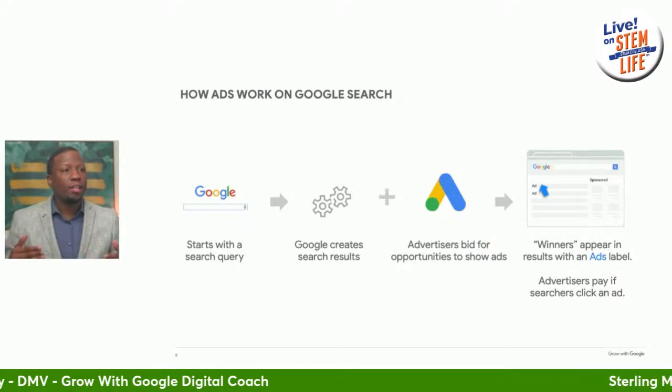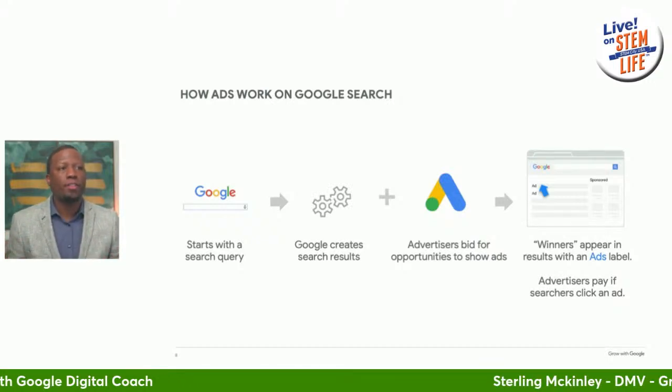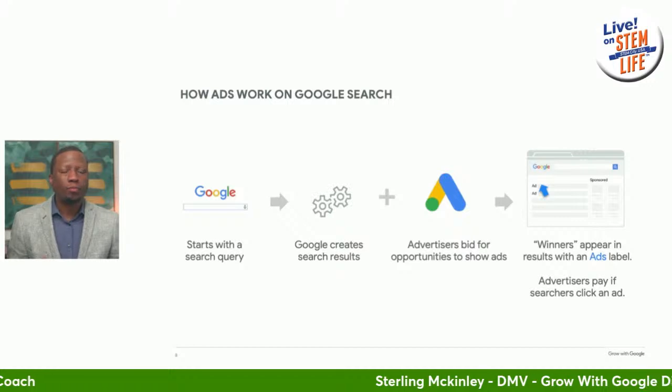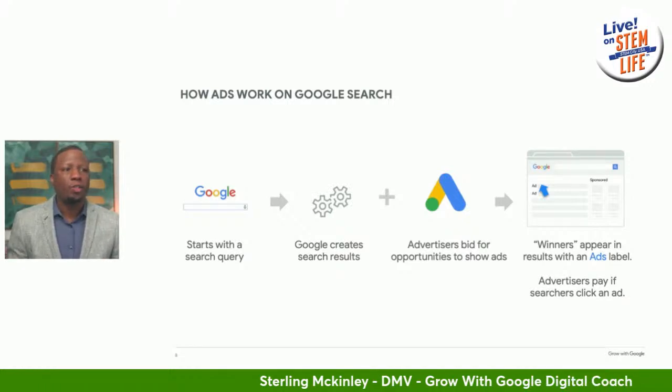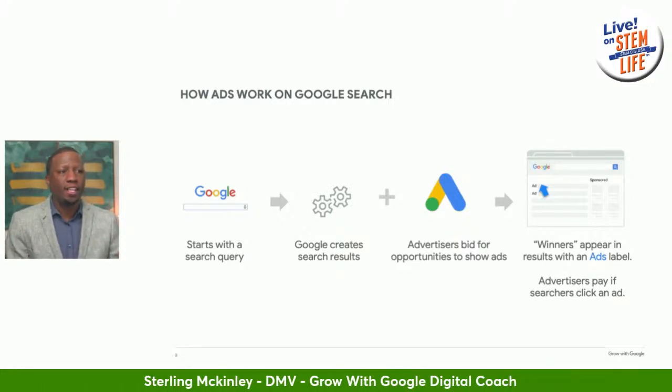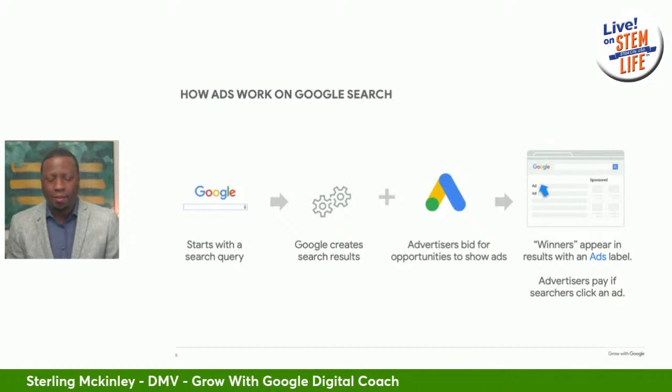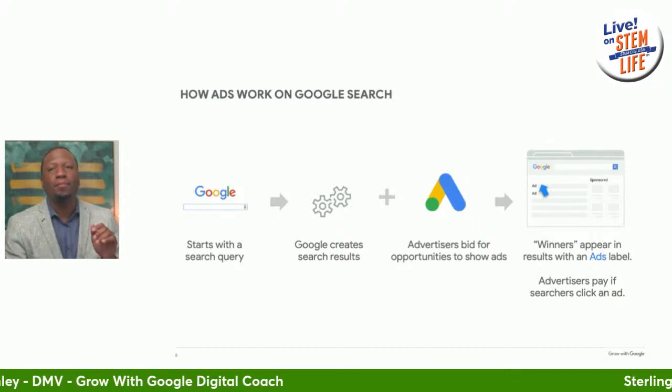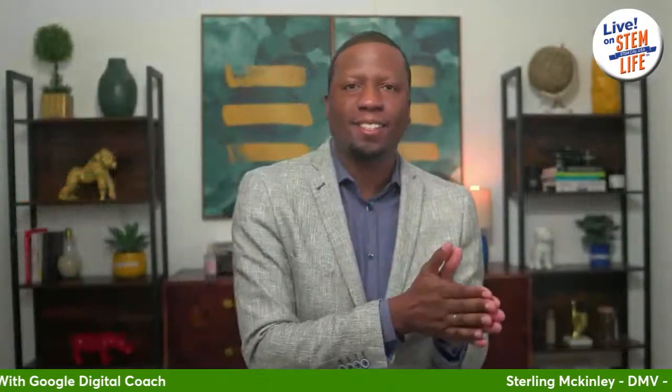If you win, you will appear in the search results within the Google Ads label. From there, advertisers only pay if somebody clicks on the ad. Once again, I'll say it again. People only pay when somebody clicks on your ad. So once again, comparing Google Ads to other mediums, TV, radio, print, you pay a fee, and who sees it? They see it. But the unique thing about Google Ads is you only pay when somebody clicks on your ad.